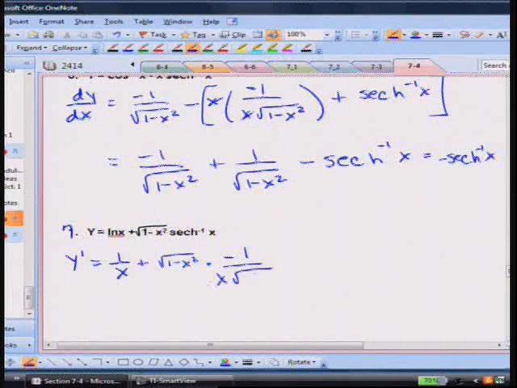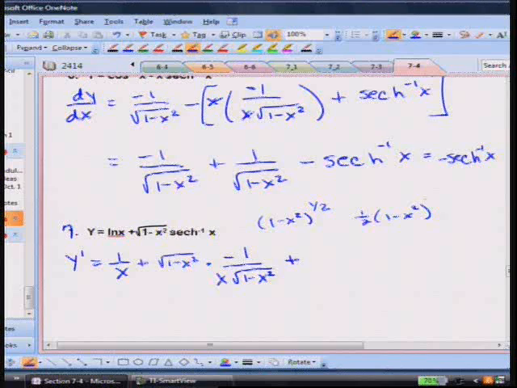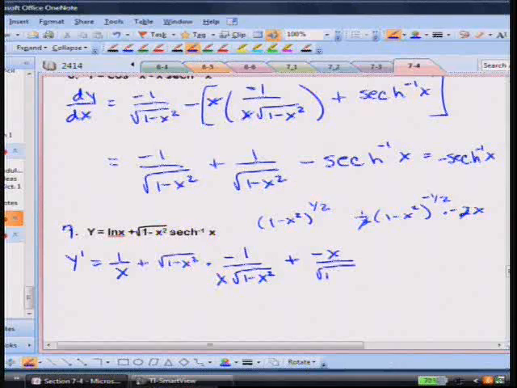So that's going to be x times the square root of 1 minus x squared, plus the derivative of the first. This is 1 minus x squared to the 1/2 power, so its derivative is 1/2 times 1 minus x squared to the negative 1/2 times the derivative of the inside, which is negative 2x. So those cancel. So it's going to be negative x over the square root of 1 minus x squared times the inverse hyperbolic secant.